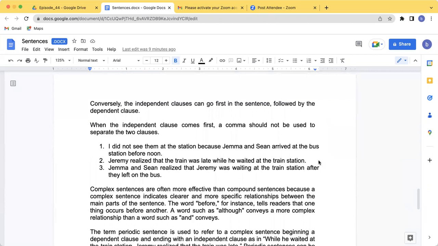Conversely, the independent clauses can go first in the sentence, followed by the dependent clause. When the independent clause comes first, a comma should not be used to separate the two clauses.